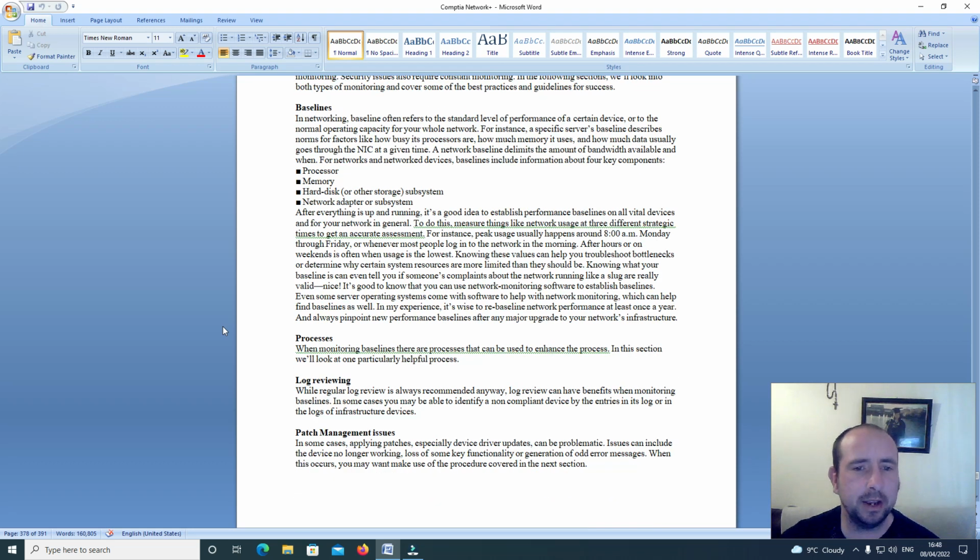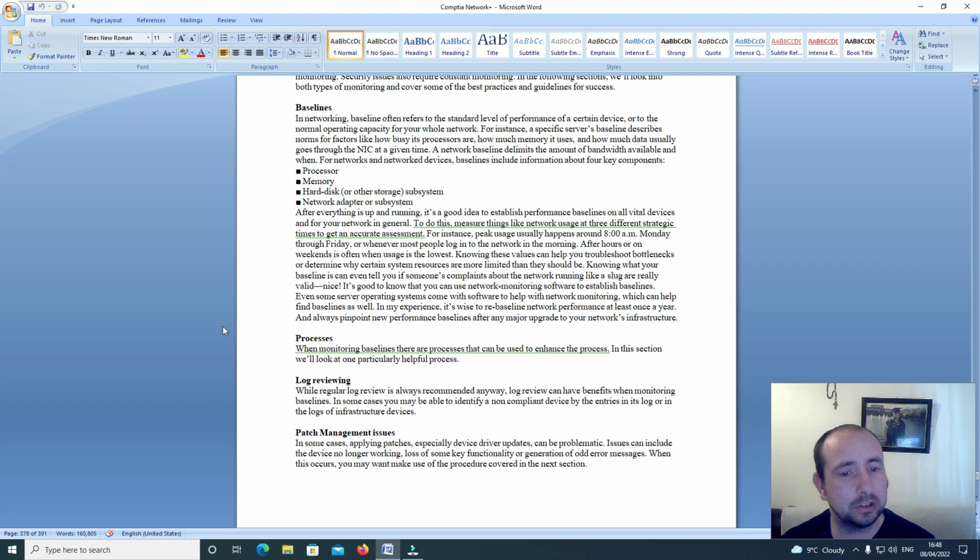Baselines. In networking, baselines often refer to the standard level of performance of a certain device or to the normal operation capacity for your whole network. For instance, a specific server's baseline describes norms for factors like how busy its processors are, how much memory it uses, and how much data usually goes through a NIC at a given time. A network baseline delimits the amount of bandwidth available and when for networks and networked devices. Baselines include information about four key components: processor, memory, hard disk or storage subsystem, network adapter or subsystem.